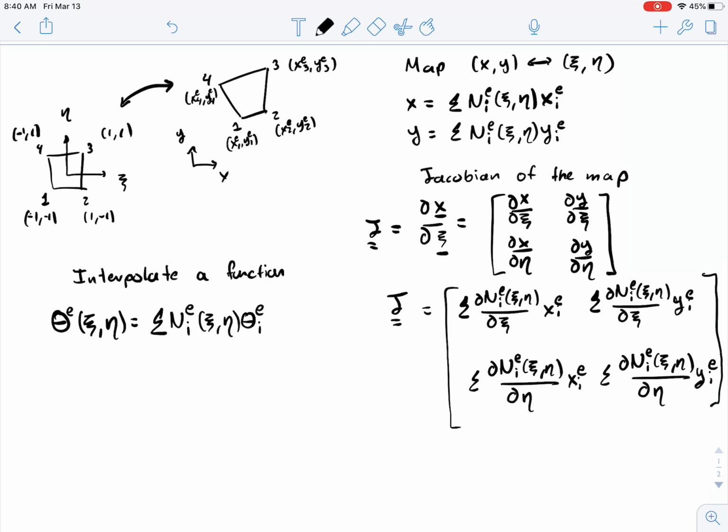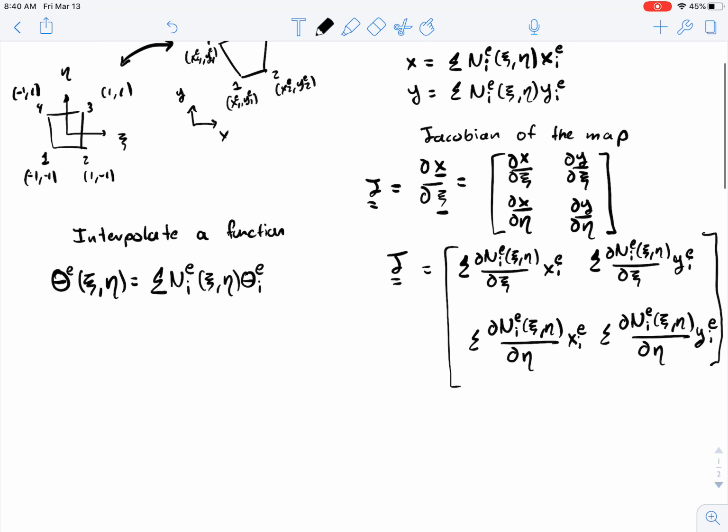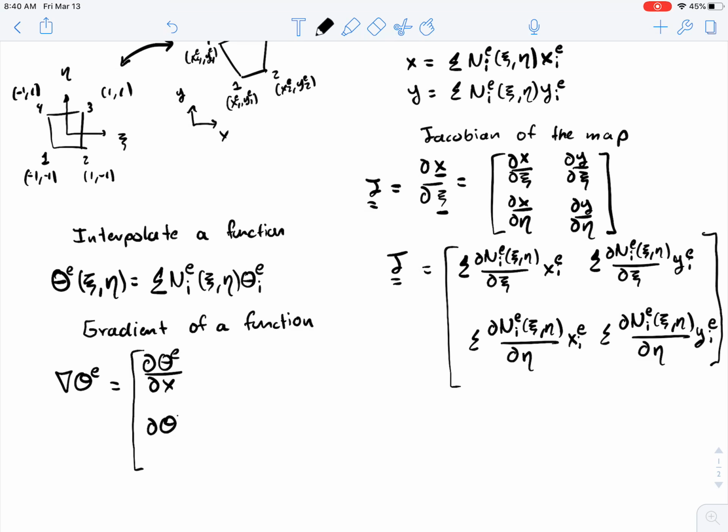Now the problem is, it's not really a problem, but the function is defined in terms of the parent domain coordinates xi and eta because the shape functions are in terms of the parent domain coordinates xi and eta. But what if I want to get the gradient of a function, which we might need to do? So what if I want to calculate the gradient of theta e, and by that I mean I want the derivative of theta e with respect to x and derivative of theta e with respect to y.